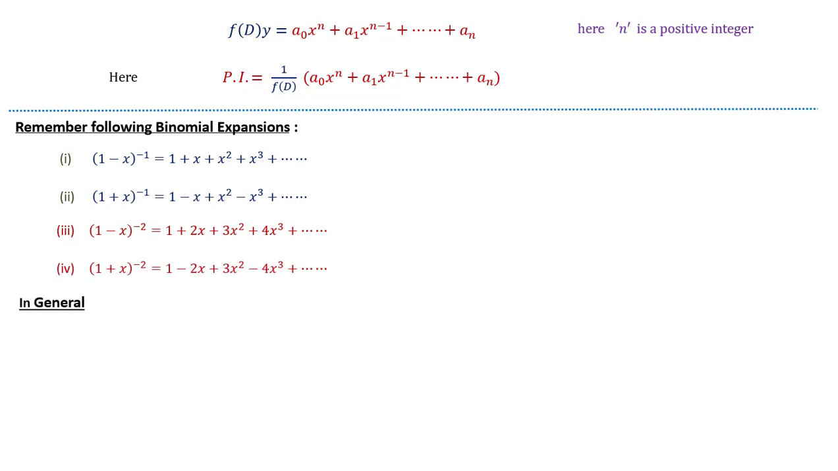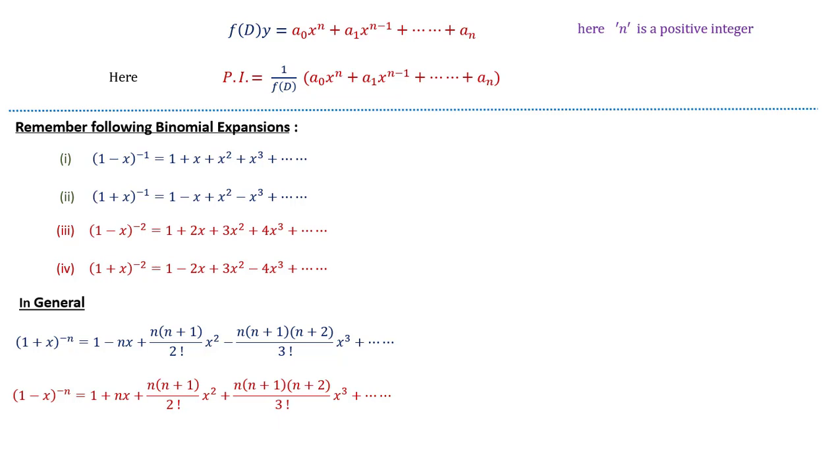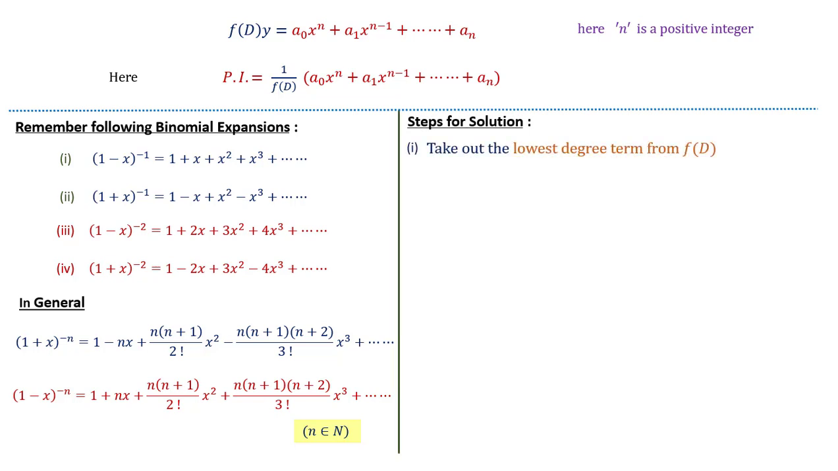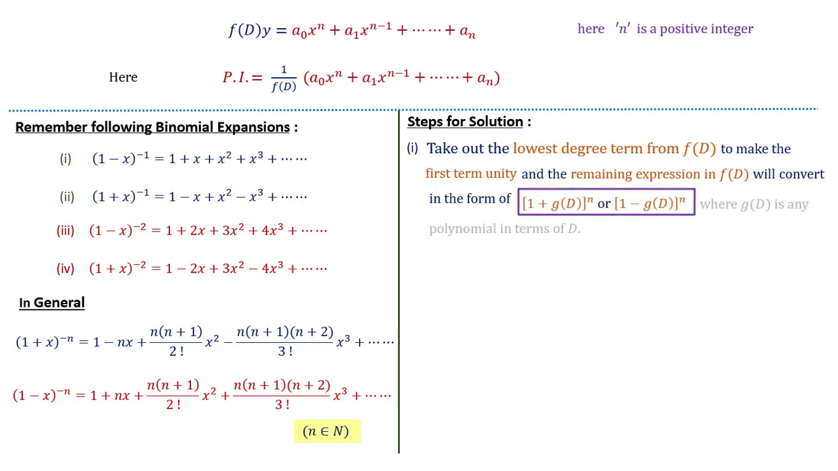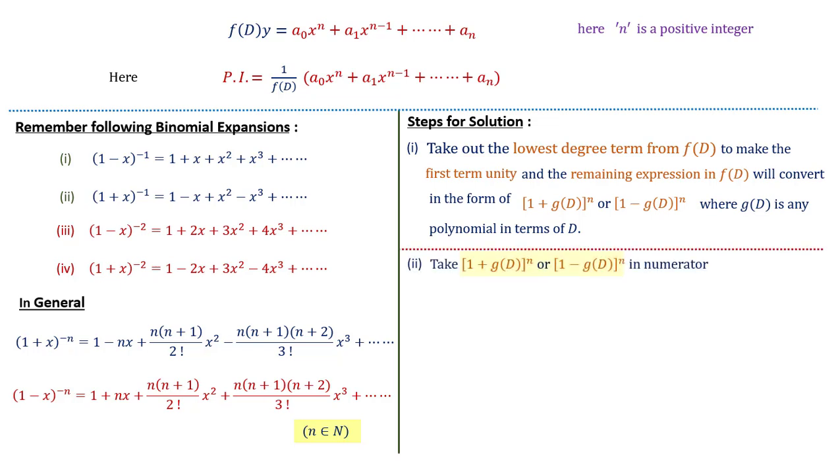Now in general, also remember these two expansions for any natural number n. In order to evaluate the particular integral of the form, we will follow these steps. First step, take out the lowest degree term from f(D) to make the first degree term unity, and the remaining expressions in f(D) will convert in the form of where g(D) is any polynomial in terms of D. Second step, take these two in numerator and then we will get.